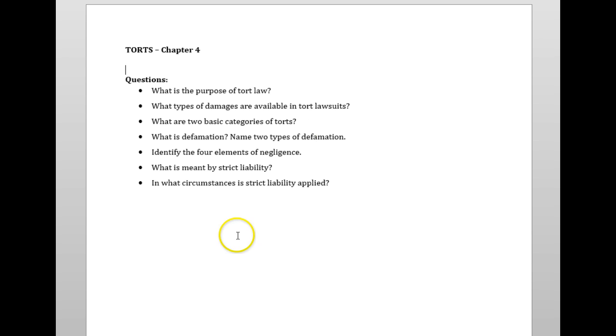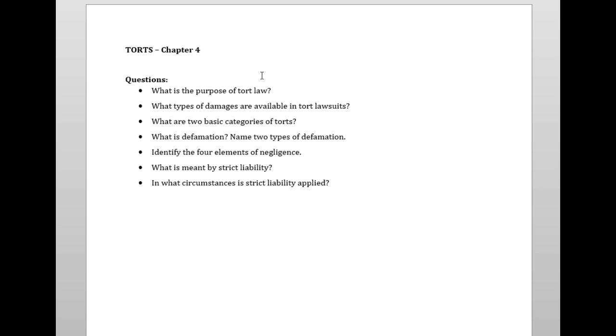Hey, here we are for Torts in Chapter 4. This could be a very long and dry chapter, so I've broken it into two. We're going to do intentional torts, and then we'll do unintentional torts.